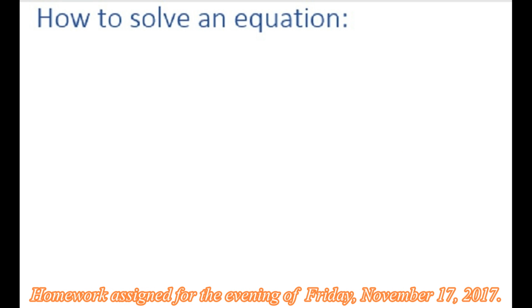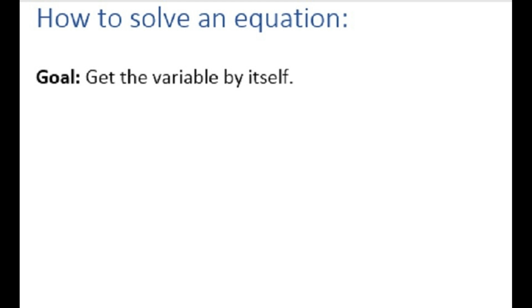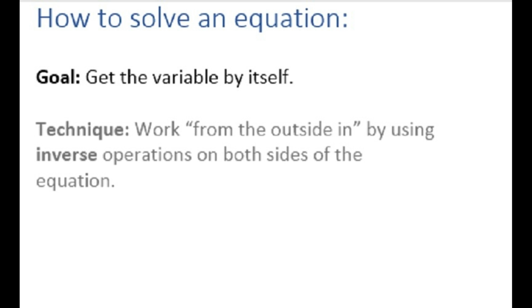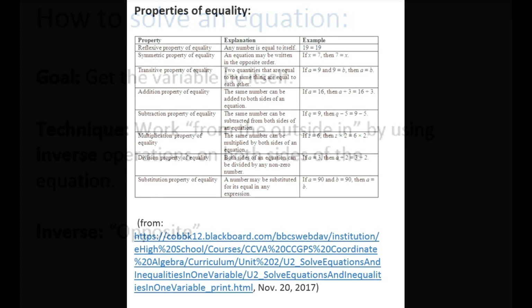All right, so the question is, how do we solve an equation? The goal in solving any equation is to get that variable all by itself. And our technique is to work from the outside in. You use inverse operations on both sides of the equation, and inverse is just a word that means opposite. So if you tie your shoe, when you put your foot into the shoe, the inverse is to untie it, to take your foot out of the shoe.